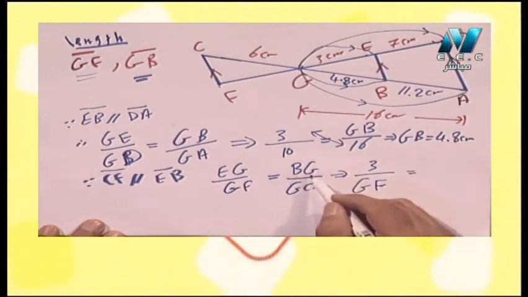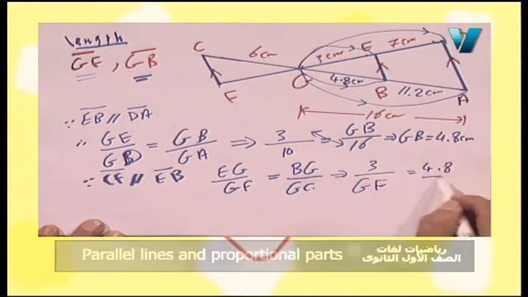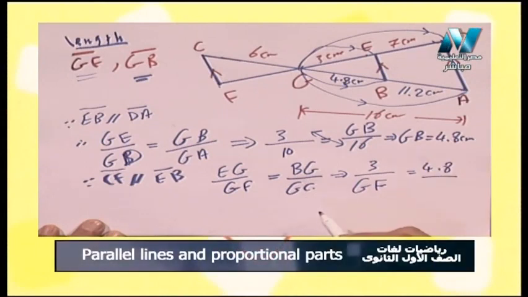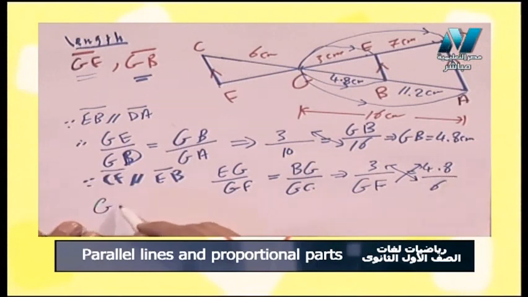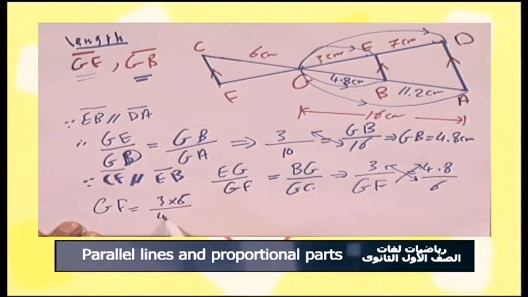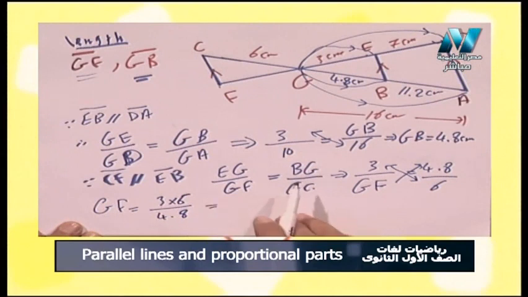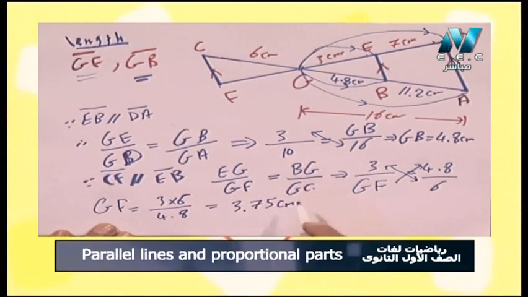And GB equals 4.8 over GC equals 6 centimeter. And also we can use cross multiplication. We can multiply 3 by 6 divided by 4.8. So GF will be equal 3 times 6 over 4.8 here. And the answer will be 3.75 centimeter. Sorry. You can use your calculator to find it. Okay.